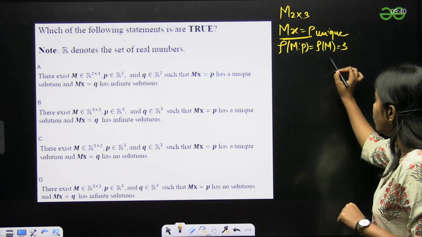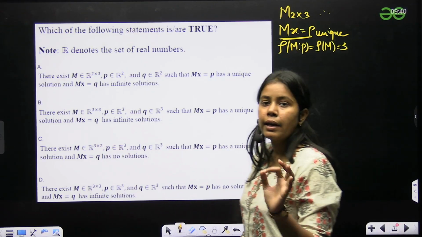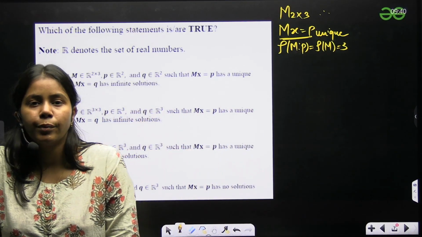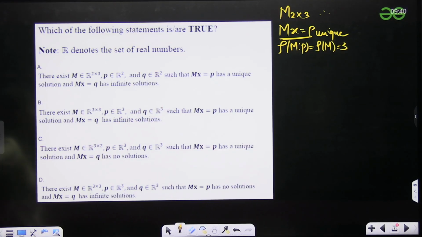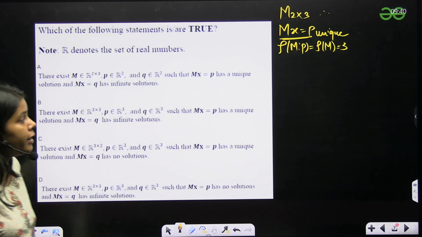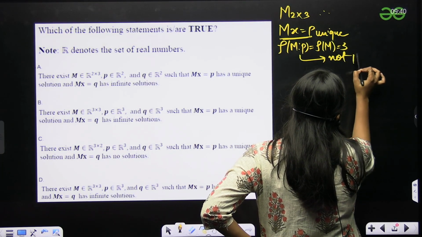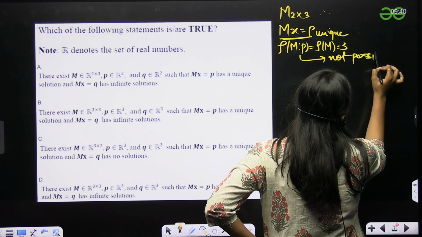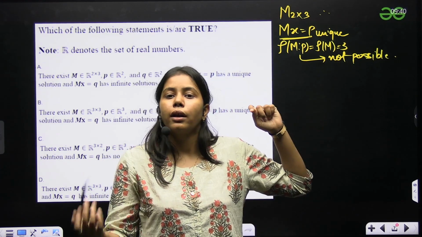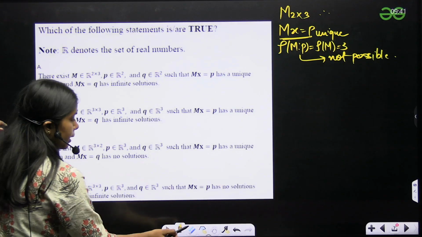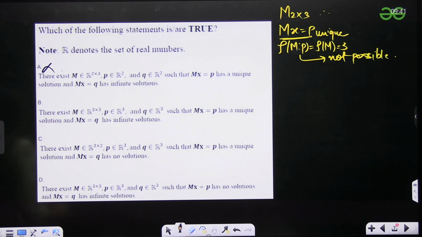Now you tell me, M is a 2 cross 3 matrix. Is it possible that rank of M can be 3? So we would never have a unique solution. It is not possible for rank of M to be 3. Why? Because M has 2 rows, so rank of M cannot be 3. So this statement is incorrect. Option A is not correct.